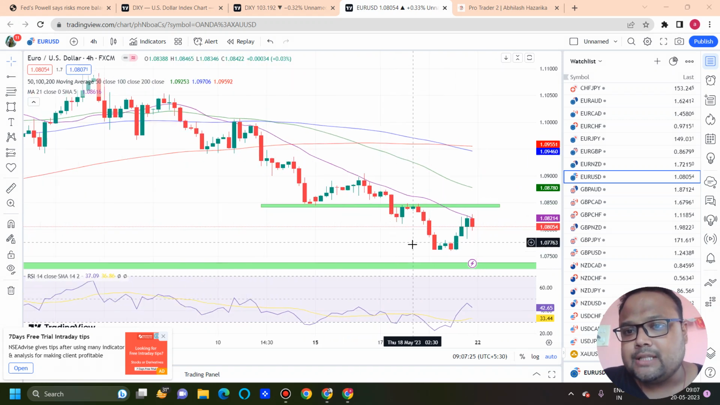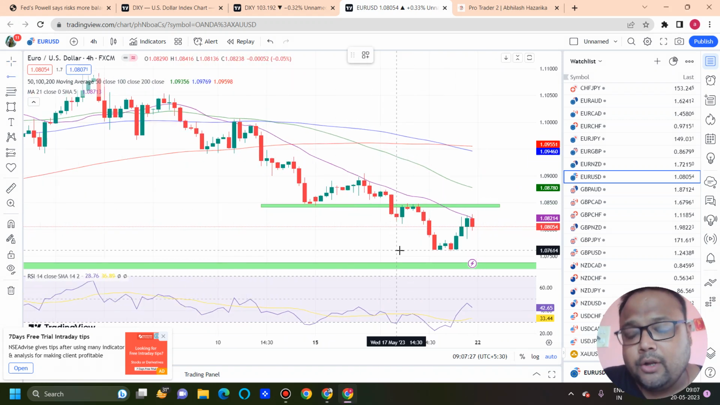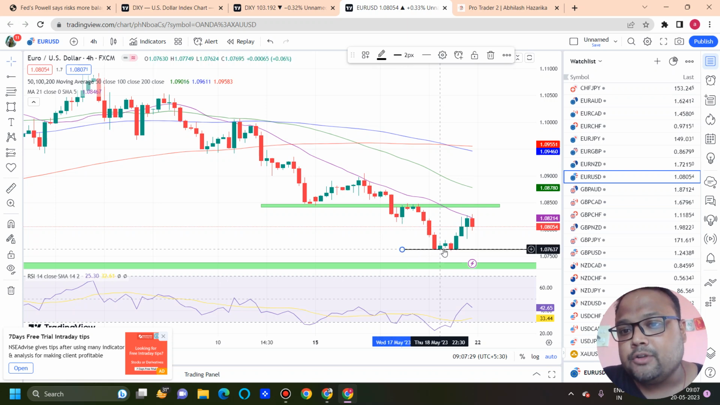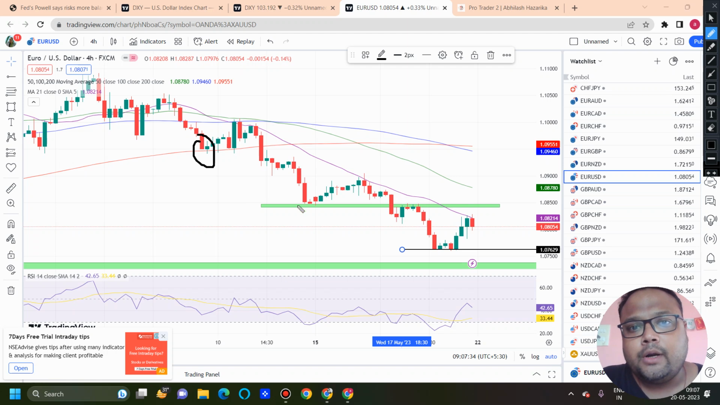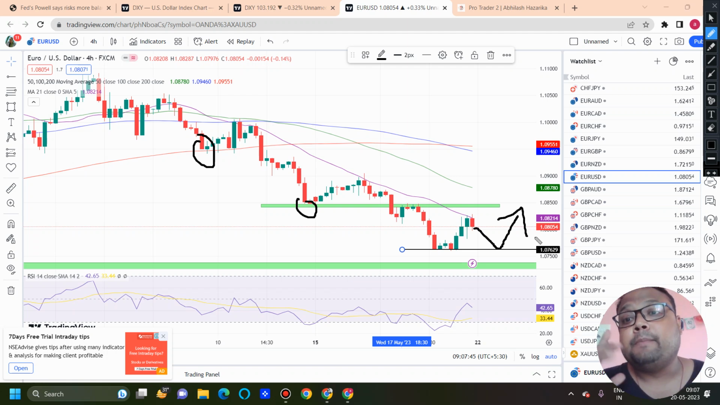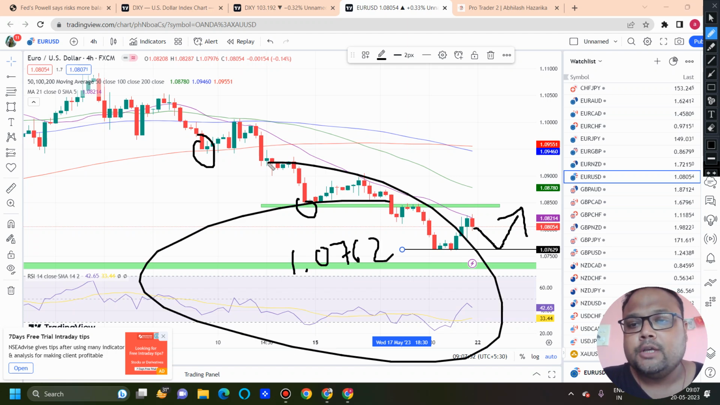And there's one more possibility that market may not come to the support level and bounce from the previous low only. So market has been forming lower lows, isn't it? But the market sentiment has changed. So this time market may not form a lower low and may simply bounce from here only. If that happens, you can also go for a buy position around the previous support of 1.0762. So these are the trading opportunities if market starts showing correction on Monday.